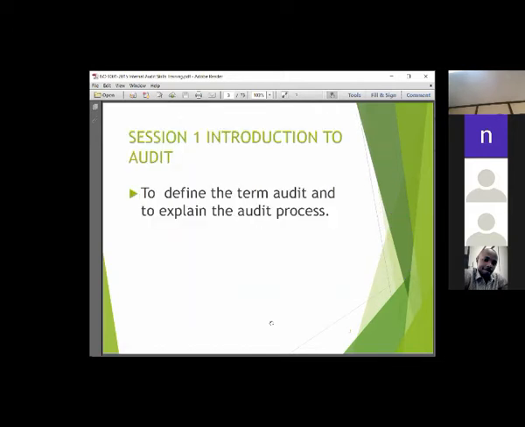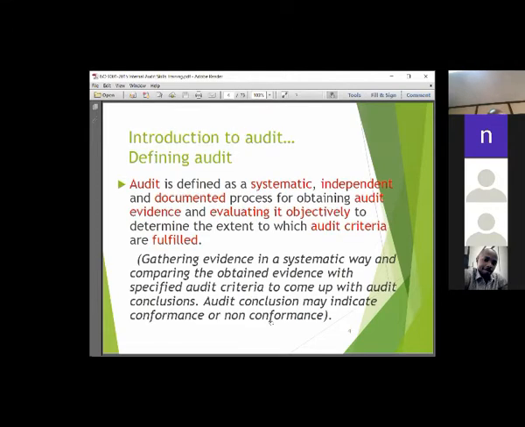Now, session 1 is about introduction to audit, where we first want to define the term audit and also explain what an audit process is all about. By definition, as per that standard I've told you about, audit is defined as a systematic, independent, and documented process for obtaining audit evidence and evaluating it objectively to determine the extent to which audit criteria are fulfilled. So we are trying to define an audit. In very simple terms, it's where you gather evidence.